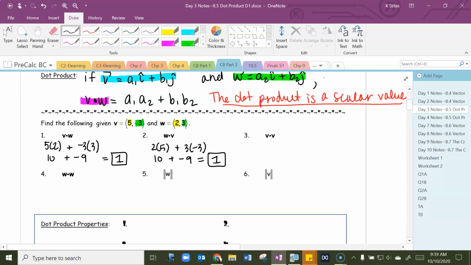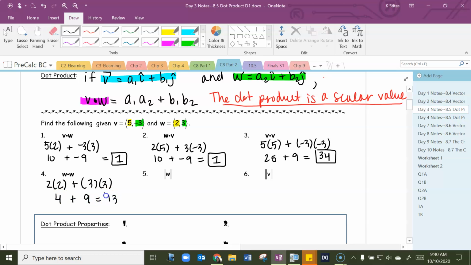Let's go ahead and do v dot v. That would mean we're doing 5 times 5 plus negative 3 times negative 3, which is 25 plus 9, which is 34. Same thing for w dot w. You're just doing 2 times 2, those are your x components, and 3 times 3, and that's 4 plus 9, which is 13.